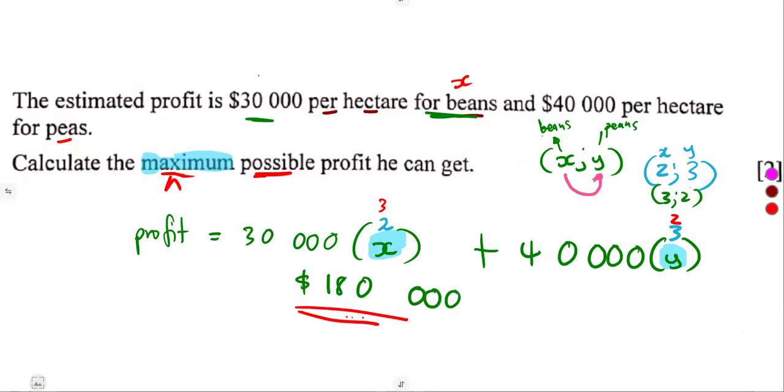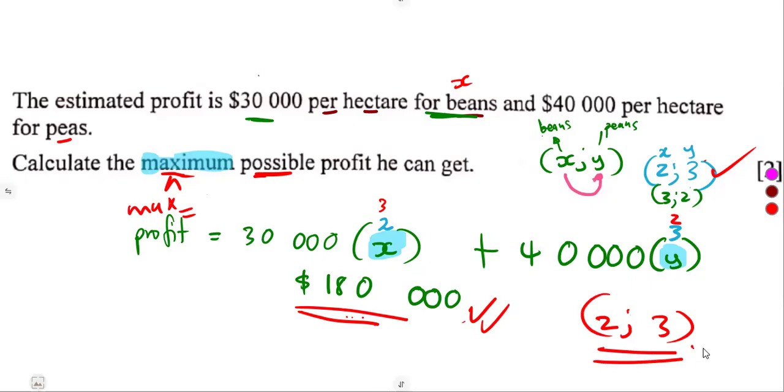And 180,000 came from what? (2,3). So the question was to calculate the maximum profit, not to give us the point which gives the maximum. No, the maximum is this one. So this is our maximum possible profit. The question can be, give a condition which will give the maximum possible profit, and the condition is (2,3). The question is not asking about the condition. It is asking about that maximum profit. So be very careful there.